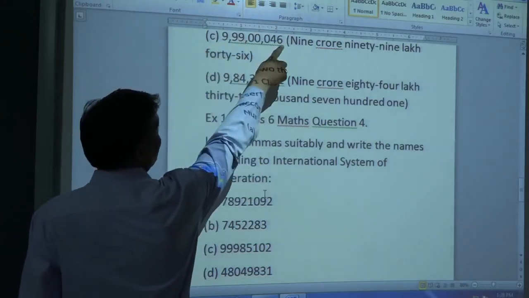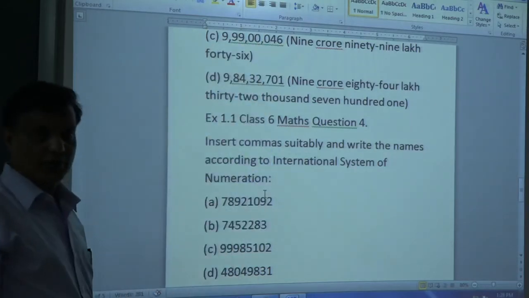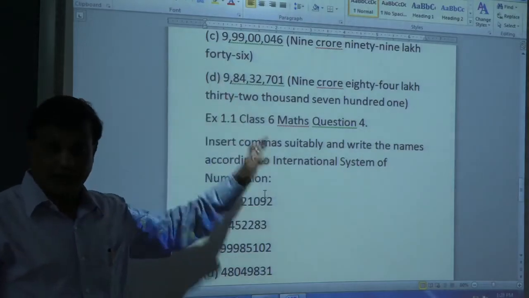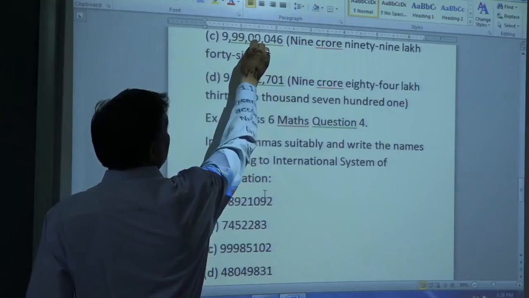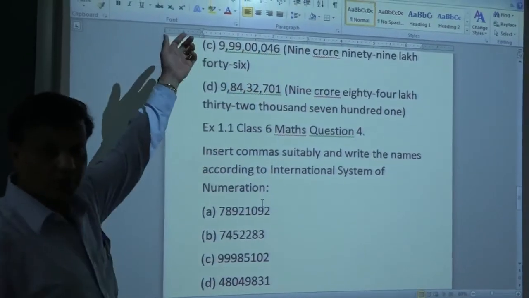Now the next question. Again we have to put a comma. How to put a comma? Three digits before the comma, two digits before the comma, two digits before the comma. Now read the place values from the right side number to the left side number. When you read the place value, you come to know what the number accurately is.